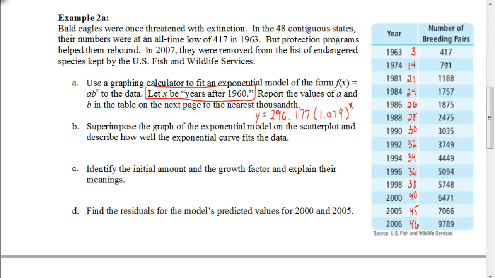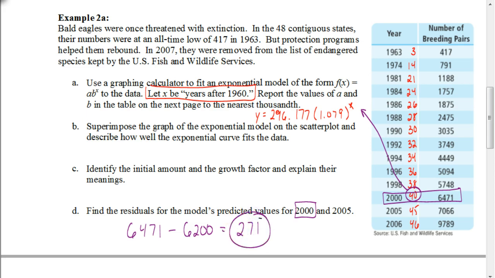And let's just review how to find the residual. We'll just do that for the year 2000. So we can see here from our table that the observed value is 6,471. You always start with your observed minus the predicted value. To get the predicted value, we put 40 in this equation for x. And when you type that in your calculator, you're going to get approximately 6,200. So we subtract those to find our residual, and your residual would be 271. That would be the residual for the year 2000.